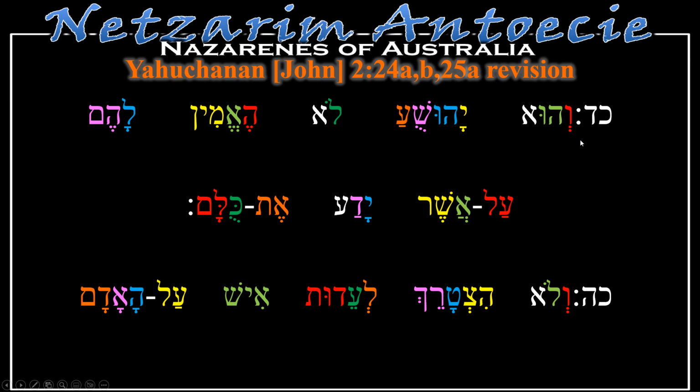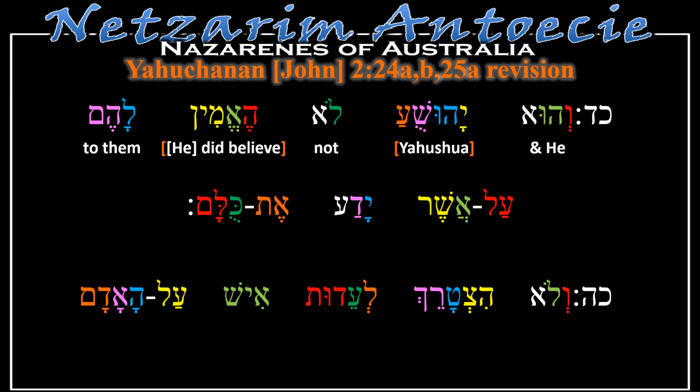And then we have a kaf and a dalet. That's 20 and 4. We're in verse 24. Vehu, and he, Yeshua, lo, not, he'emin, he did believe, lahem, to them. And he, Yeshua, not, he did believe to them, regarding or about asher, that, yada, he knew, et kulam, which is all of them. About that, he knew, grammar marker, them all.